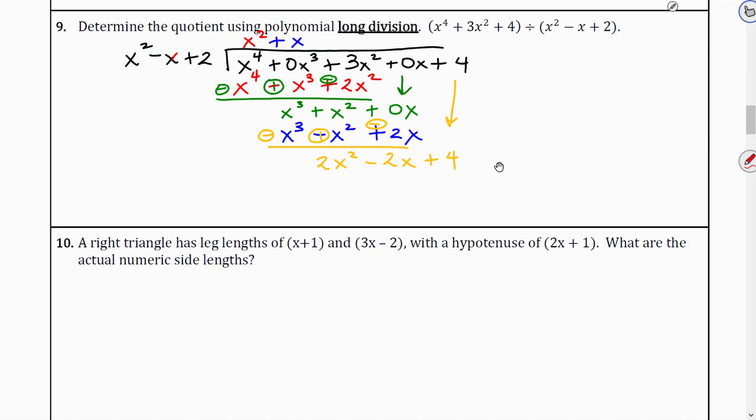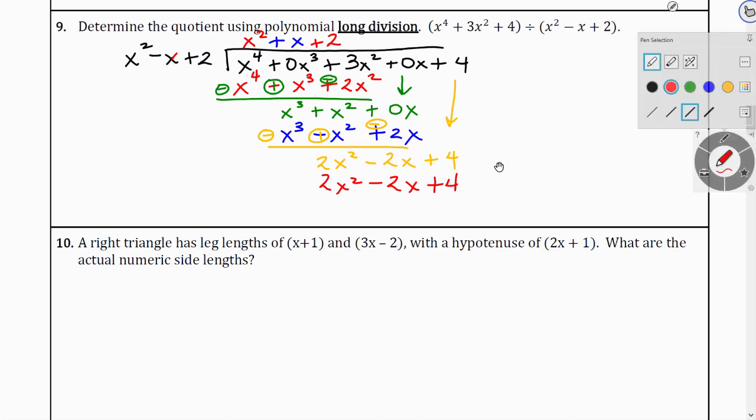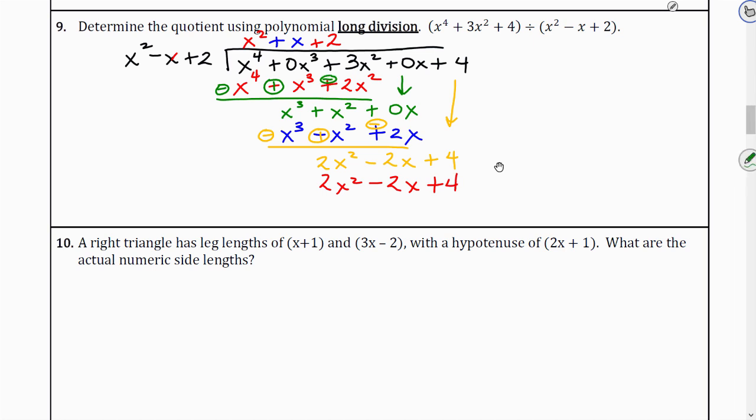All right, next, x squared times what is 2x squared? The answer is plus 2. 2 times x squared is 2x squared. 2 times negative x is negative 2x. 2 times 2 is plus 4. It's the exact same all the way down. I will change all the signs and add, and that cancels, and that cancels, and that cancels, and I have 0, which means it divides evenly. The quotient is this thing up here, which is x squared plus x plus 2.